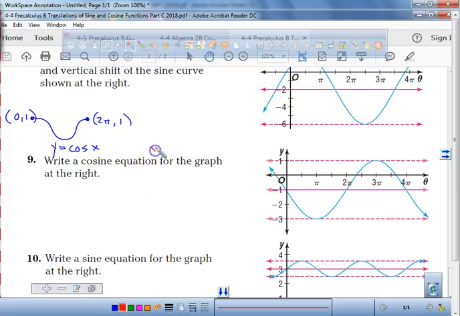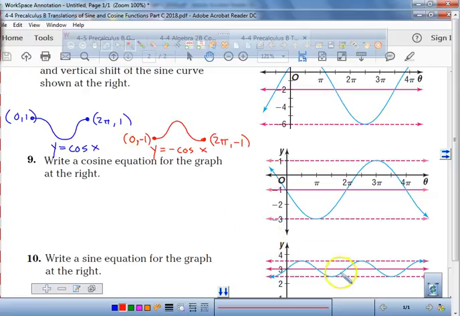But if I made an equation, y equals negative cosine of x, now it would actually start at (0, negative 1), go up and go back down and finish right here. And this would finish at (2 pi, negative 1). And we just start at (0, negative 1).